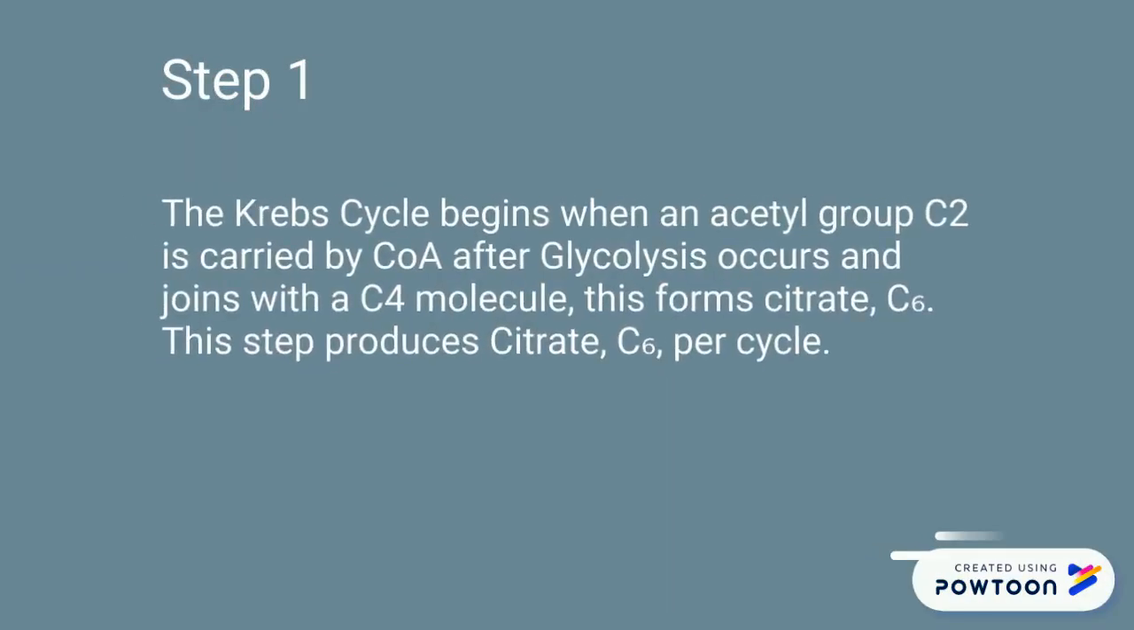The Krebs cycle, or the citric acid cycle, begins when an acetyl group, C2, is carried by CoA after glycolysis occurs and joins with a C4 molecule. This forms citrate, C6. This step produces citrate, C6, per cycle.